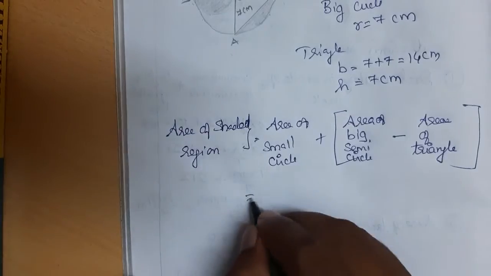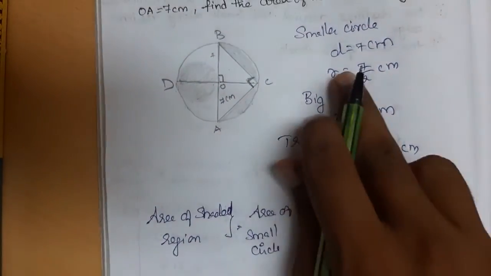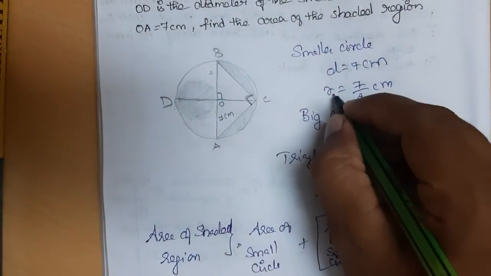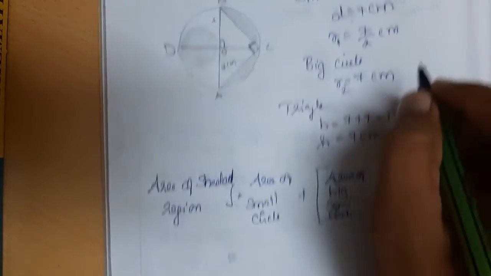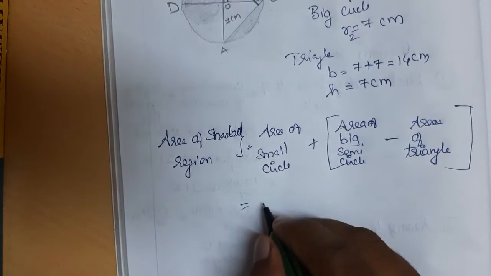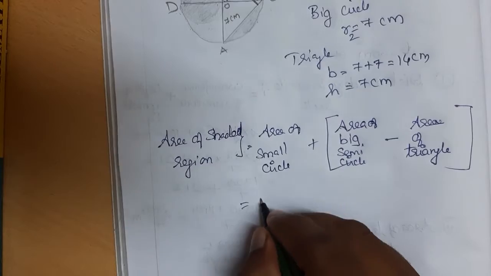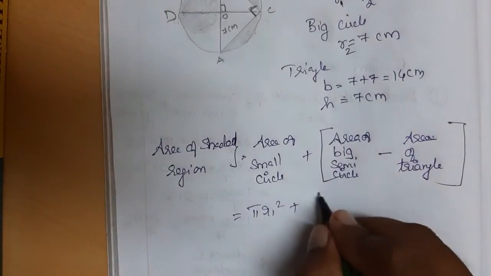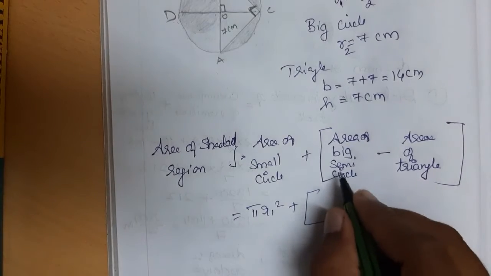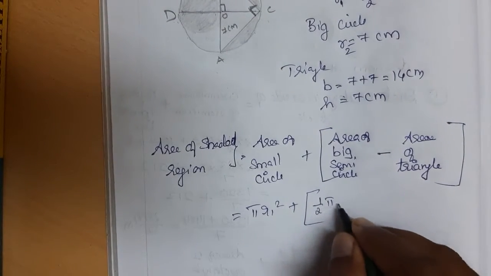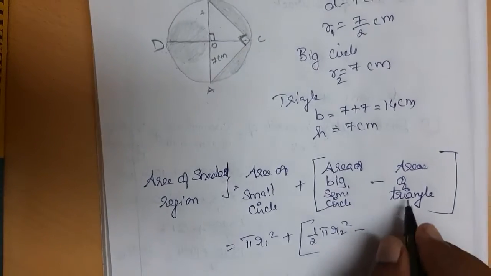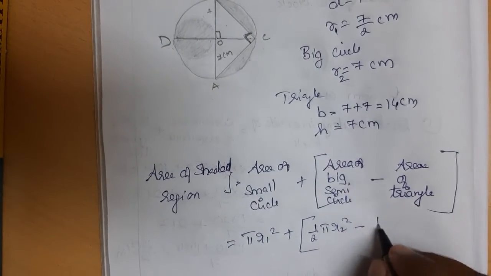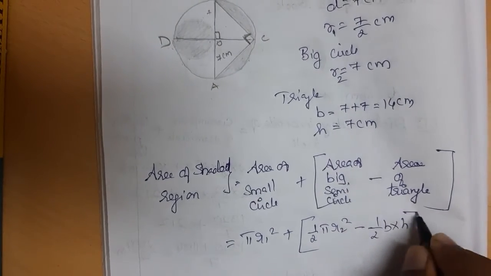So area of the small circle, and here we have to differentiate the both r, right? So let me do it as 1 and 2. So area of the small circle is pi r1 square plus, so area of the big circle, and it's a semicircle, right? So half into pi r2 square minus area of the triangle, it's half into base into height.